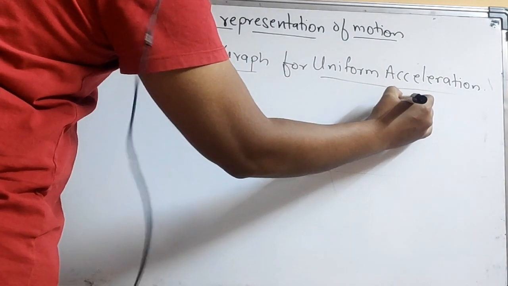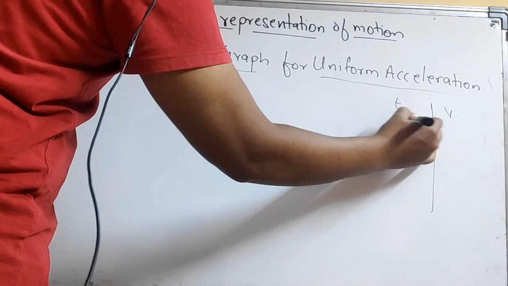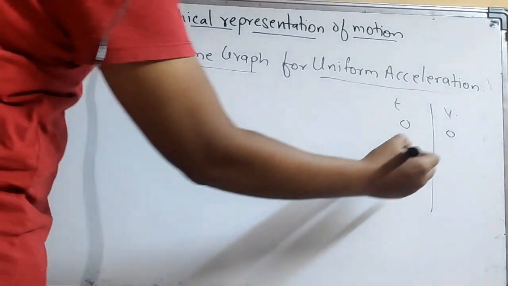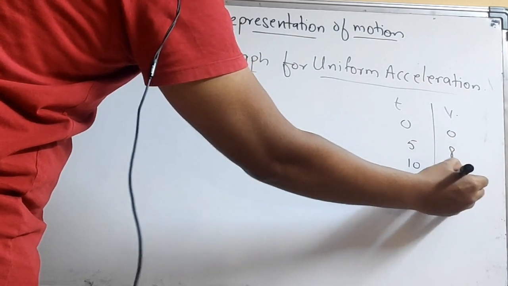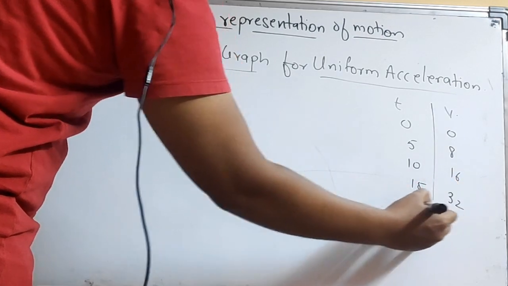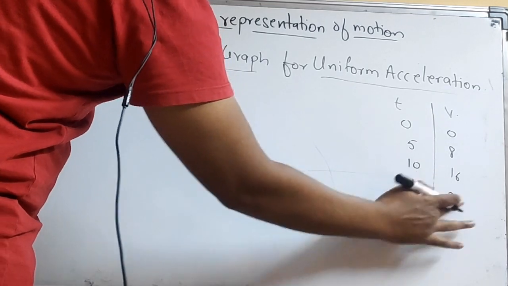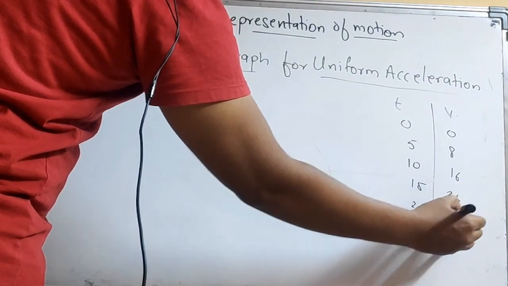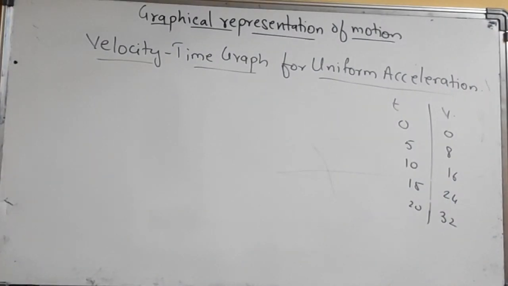For time t and velocity v: 0, 0; 5, 8; 10, 16; 15, 24; and for 20 I've got 32. So this is the data given. We are supposed to draw a graph for this data.